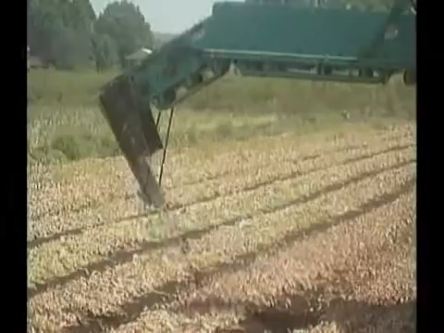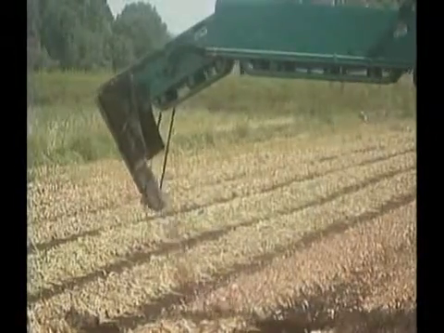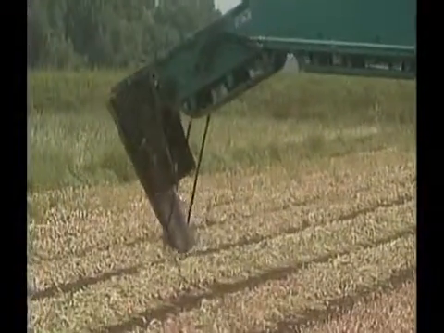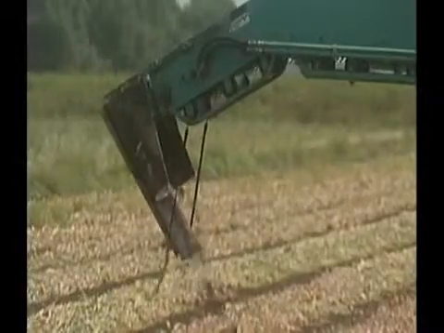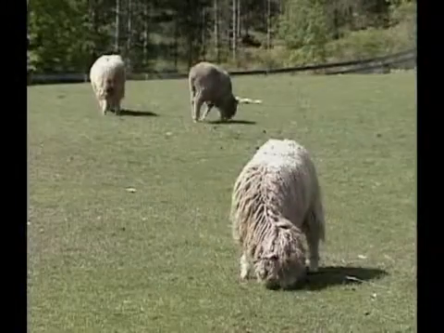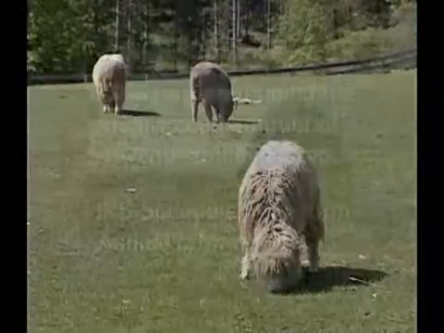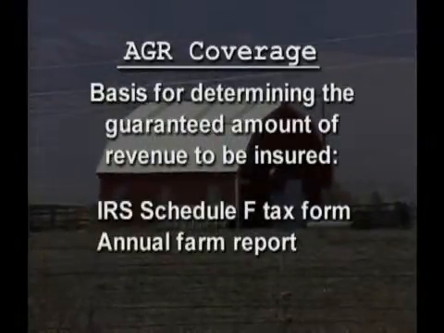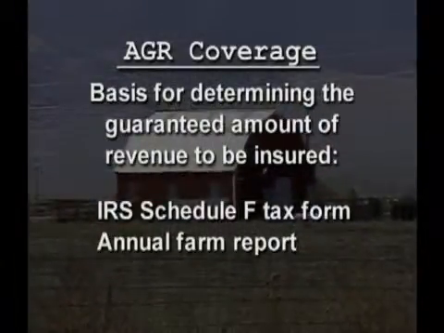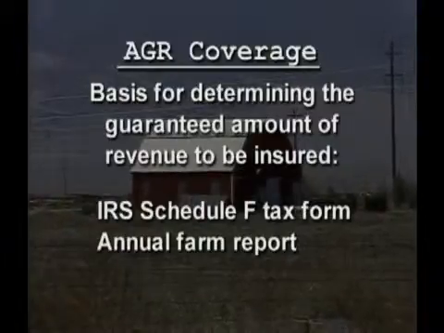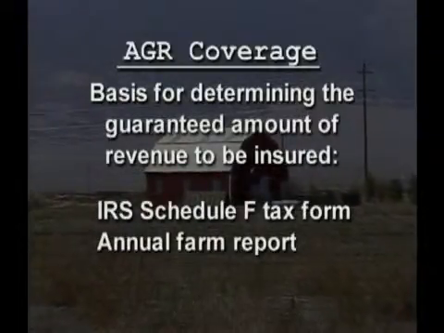Basically, if you suffer a loss in one or several crops, the income from other crops may offset the loss such that, on a whole farm basis, the farm did not have a large enough loss of income to trigger an insurance payment. AGR and AGR Light covers farm revenue consisting of income from agricultural commodities including animals and animal products. The basis for determining the guarantee amount of revenue to be insured is the producer's historical IRS Schedule F tax form and an annual farm report which strengthens program credibility and integrity.